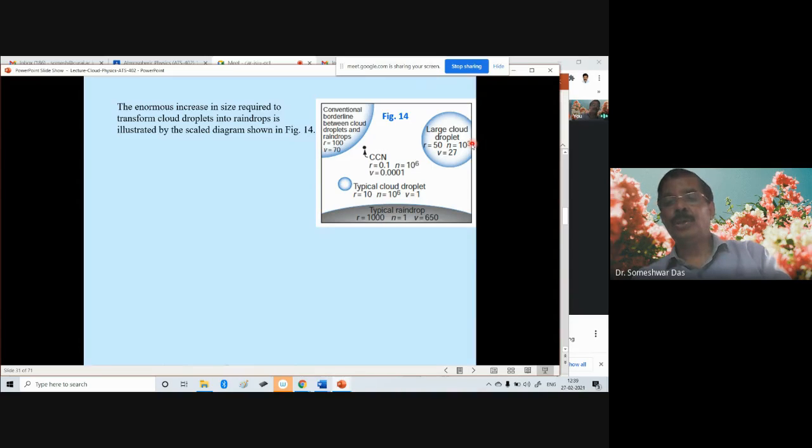Also, because the size of the droplet has increased, gravity has more influence on this larger size, and so the terminal velocity has also increased, from 1 to 27. Further it grows into raindrops, and this spherical drop represents a typical formation of a raindrop, the conventional borderline between cloud droplets and rain droplets.